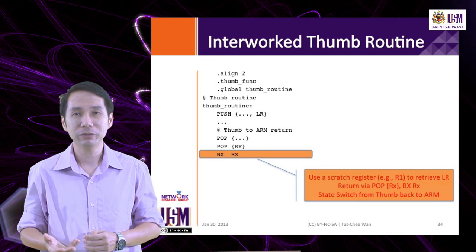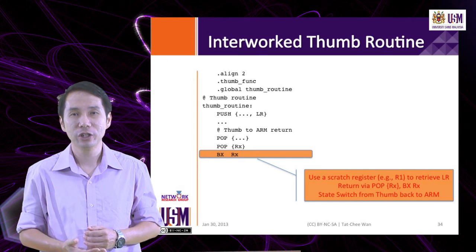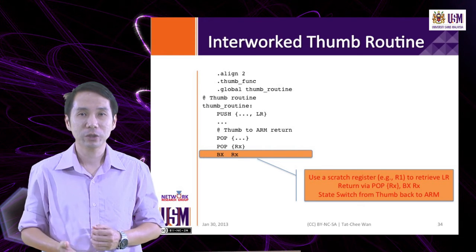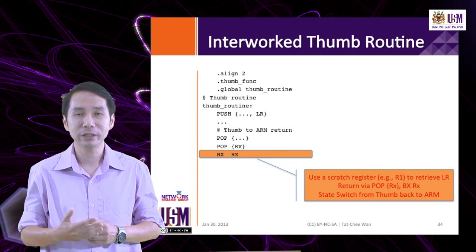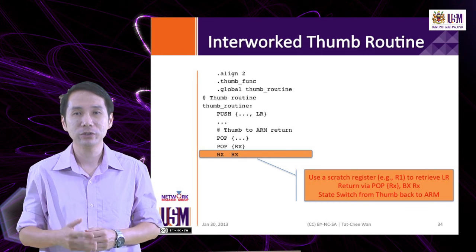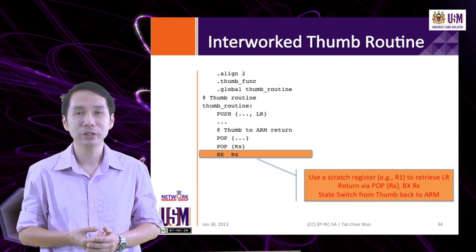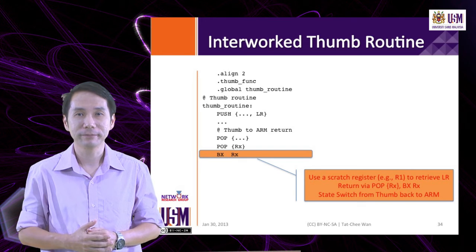And once we pop the return address into these registers, we can then do a branch and exchange using the Rx register to switch back to the ARM state. Now this is important because in the ARM-40 architecture, there is no way to do a direct return from a thumb routine to an ARM routine using the pop instruction.